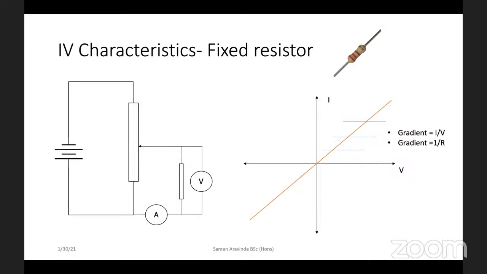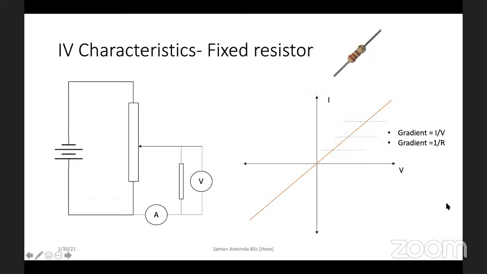Under fixed resistor, that means the circuit diagram and the graph. Circuit diagram on the left and the graph on the right. Should I leave space to write anything? Just a bit of line below, to say how you get the negative part of the graph.